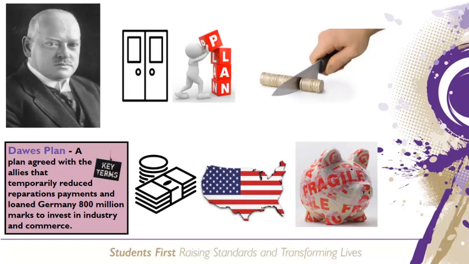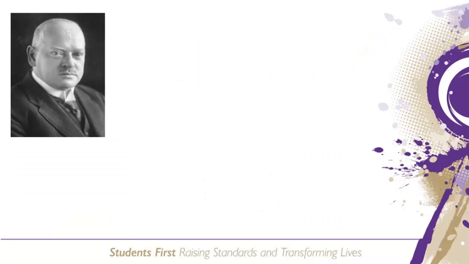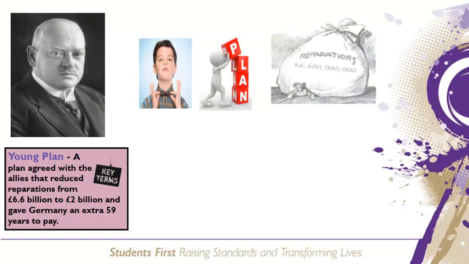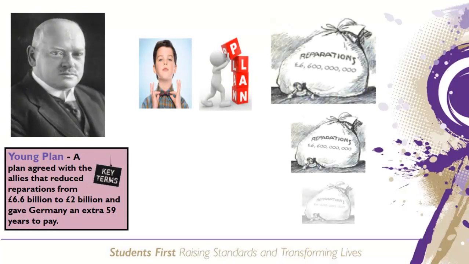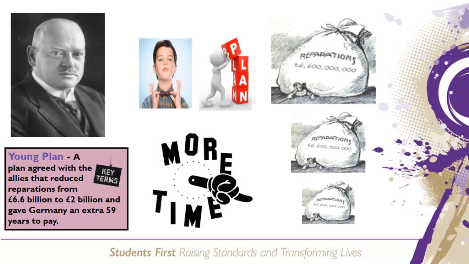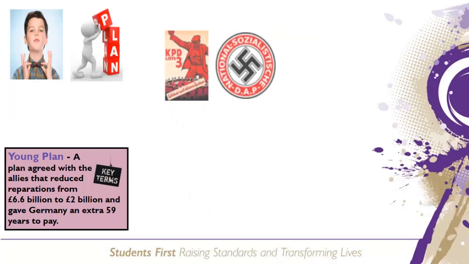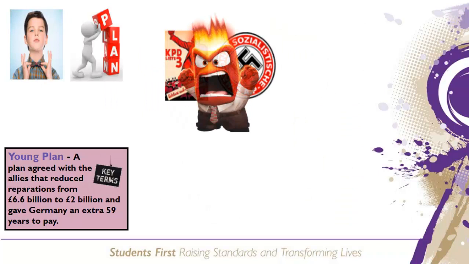Five years later, Stresemann made further progress with reparations when he agreed the Young Plan. The Young Plan reduced the total reparation debt from 6.6 billion to 2 billion. Germany was also given an additional 59 years to pay. Again, the extreme political parties were furious. Hitler said that extending the length of payments was passing on the penalty to the unborn.